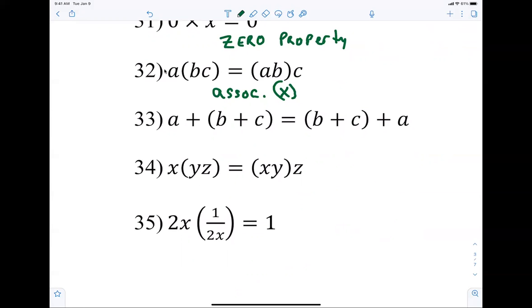Wow, why is it commutative? Because the order switches. Yeah, the order is different. Don't automatically put associative just because the parentheses are different, right? This is the commutative property of addition. Commutative property of addition. I'm happy with that.